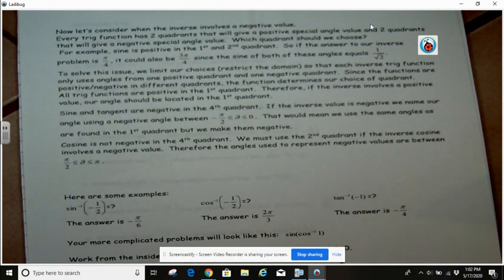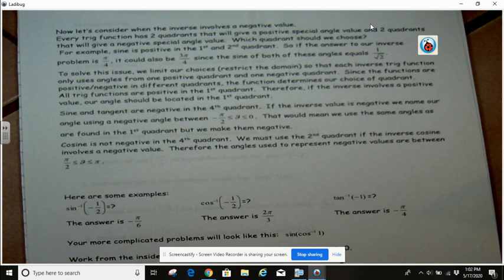Okay, so let's consider when the inverse involves a negative value, right? Because there's 4 quadrants and 2 pi radians in a unit circle. So it's not always in the first quadrant. Every trig function has 2 quadrants that give a positive special angle value and 2 quadrants that give a negative special angle value. For example, sine is positive in the first and the second quadrant because those are the quadrants where the y-coordinate is positive. Tangent is positive in the first and the third quadrant because in the third quadrant, you'd be doing a negative divided by a negative for tangent. And then cosine is positive in the first and the fourth quadrants because in the fourth quadrant, the x-coordinate is positive. So they're all positive in the first quadrant.